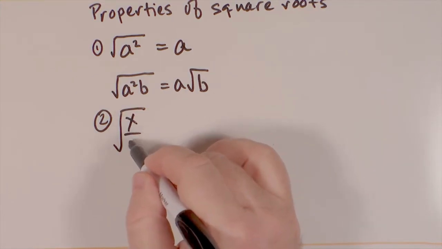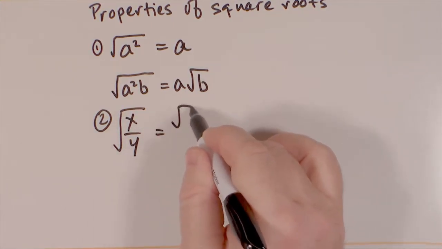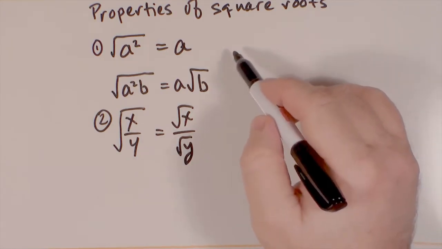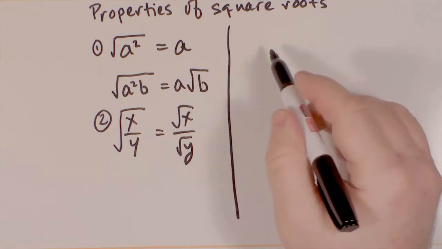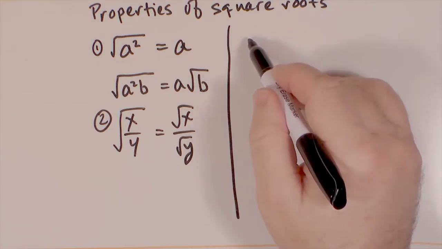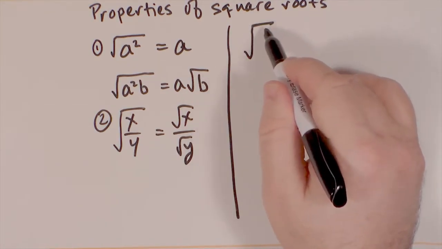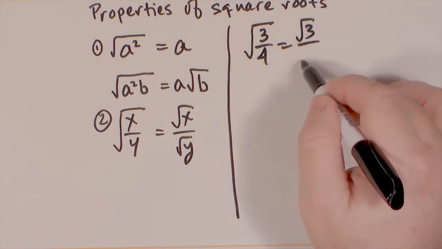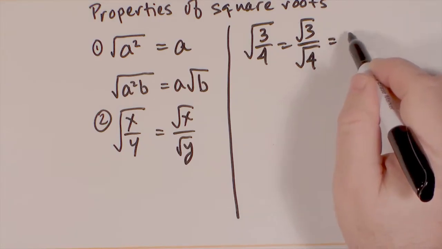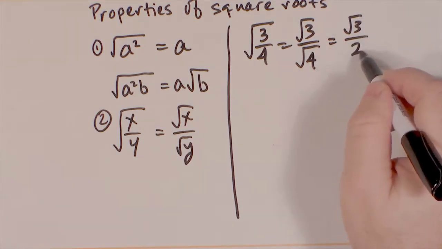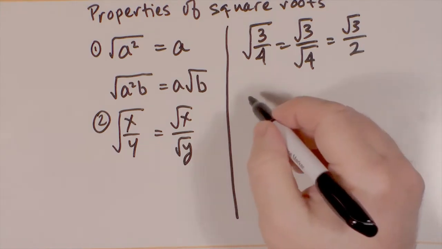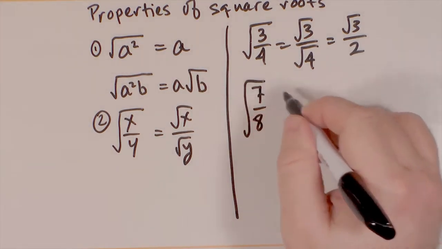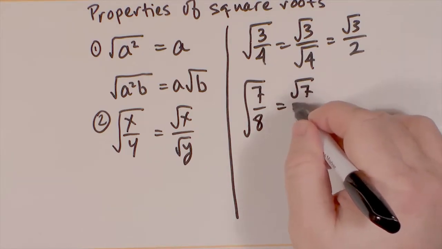Another property of square roots has to do with the square root of a fraction. We can actually distribute the square root to the numerator as well as the denominator. To take some, once again, rather low level examples, we can say the square root of 3/4. Well, that's the square root of 3 divided by the square root of 4. Now you already know that the square root of 4 is 2. And the square root of 3 we can't do anything with, since 3 is a prime number, so we end up with the square root of 3 over 2.